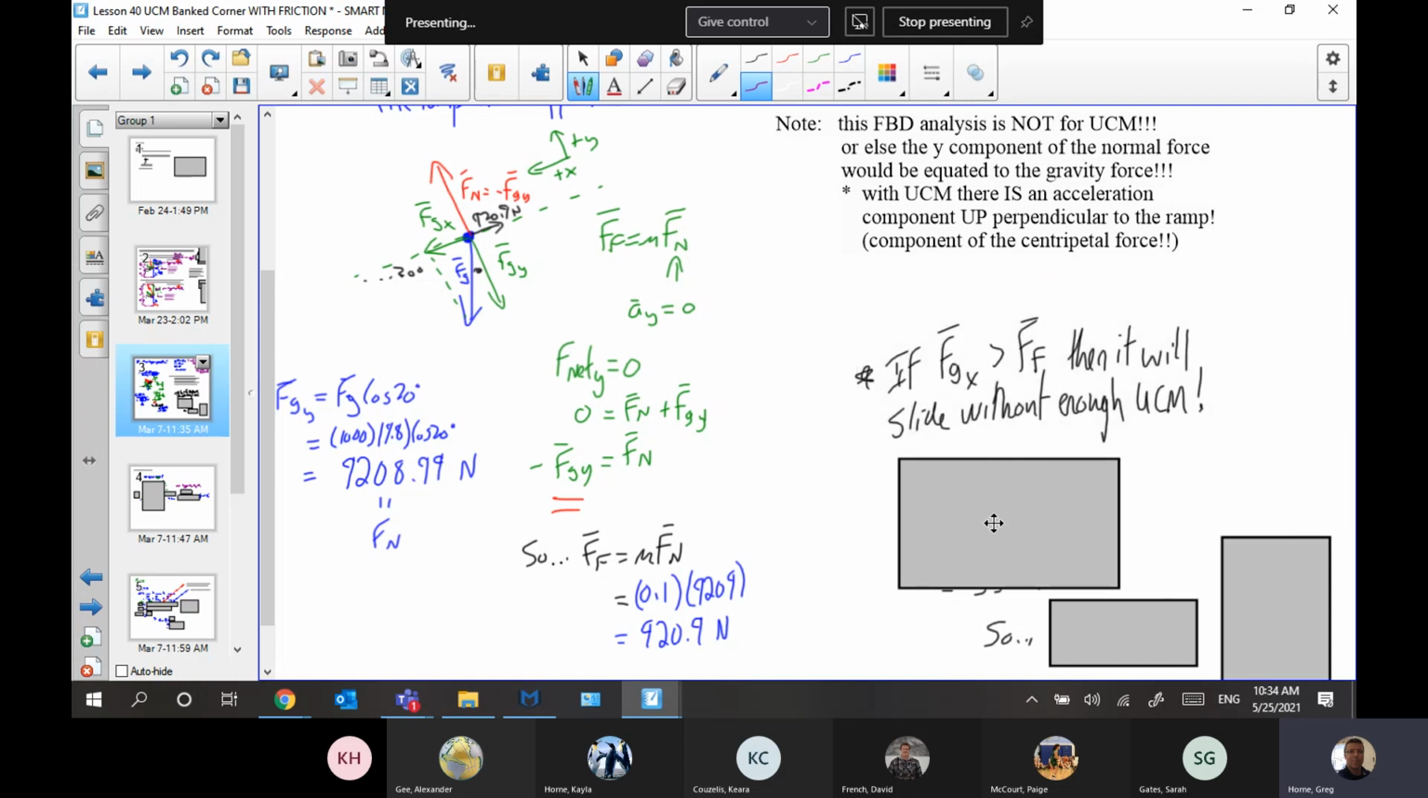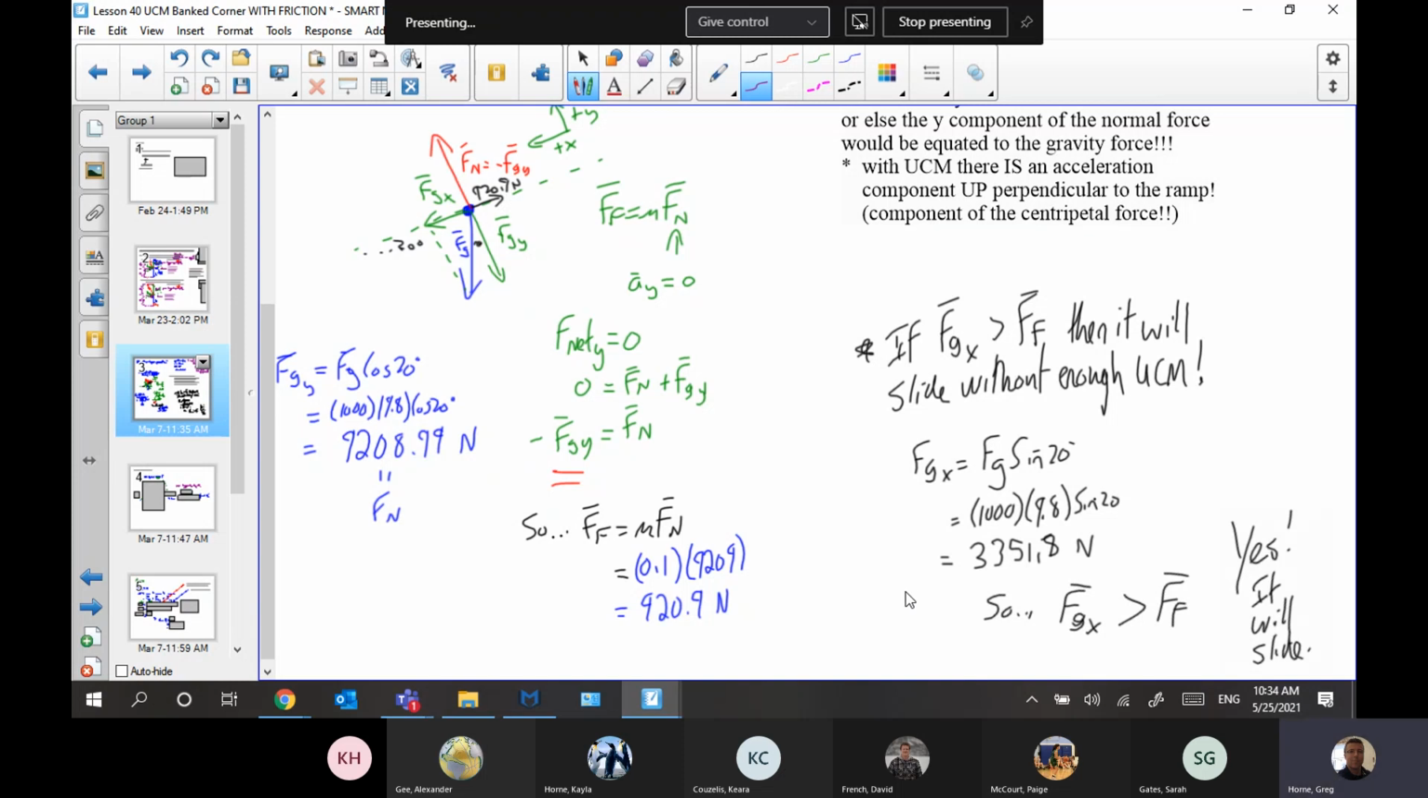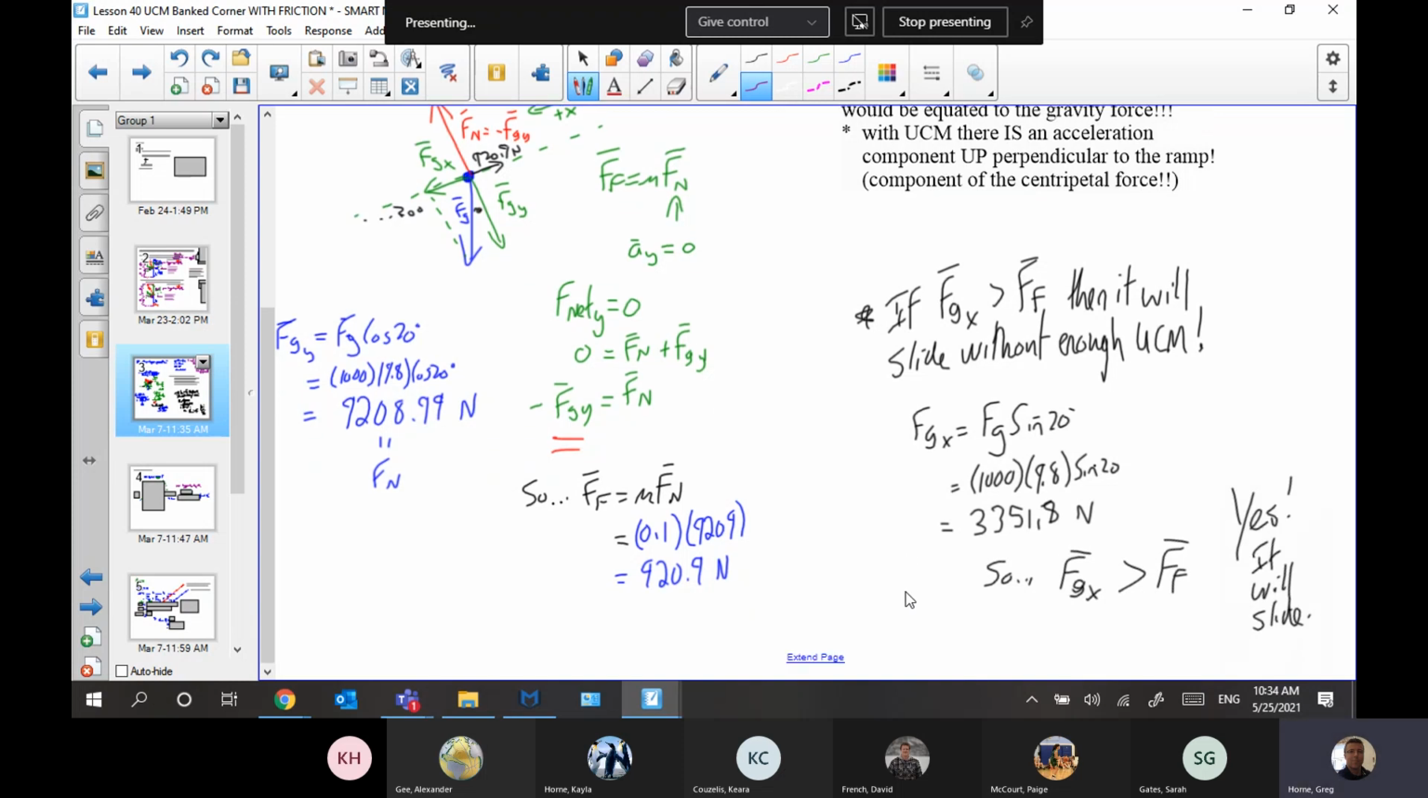That should be there. So basically we're saying if the gravity is greater, then it'll slide down. And so we look at the gravity force, and the gravity force down the ramp component is 3,351.8 newtons. So you can tell it's not going to be able to just sit there on this fairly slippery ramp, right? It's going to need to have some uniform circular motion in order to actually stay at the same height on the ramp. Okay, so this is just an analysis.